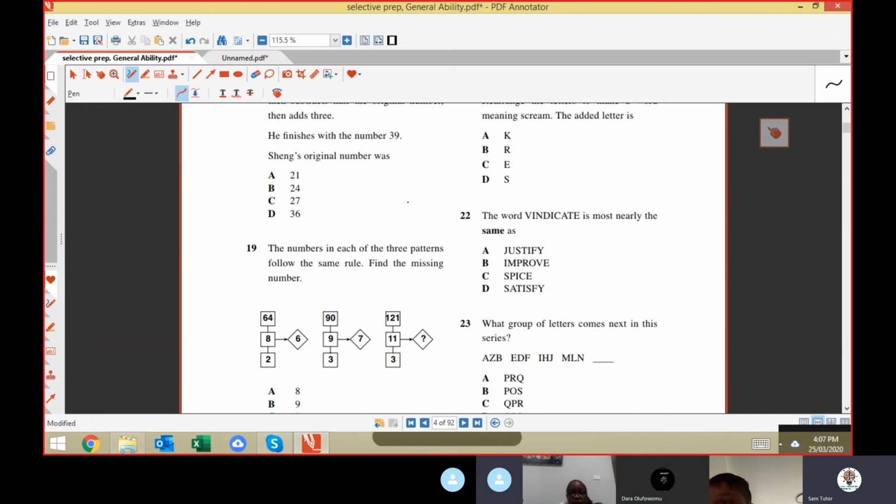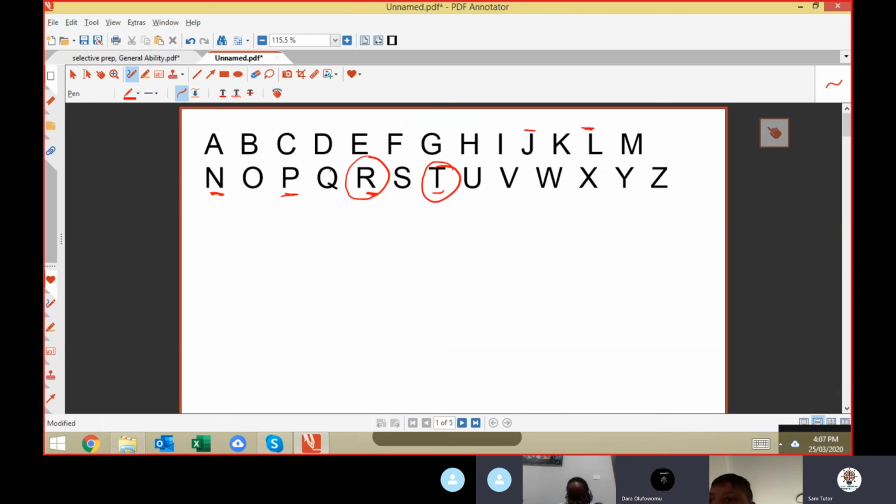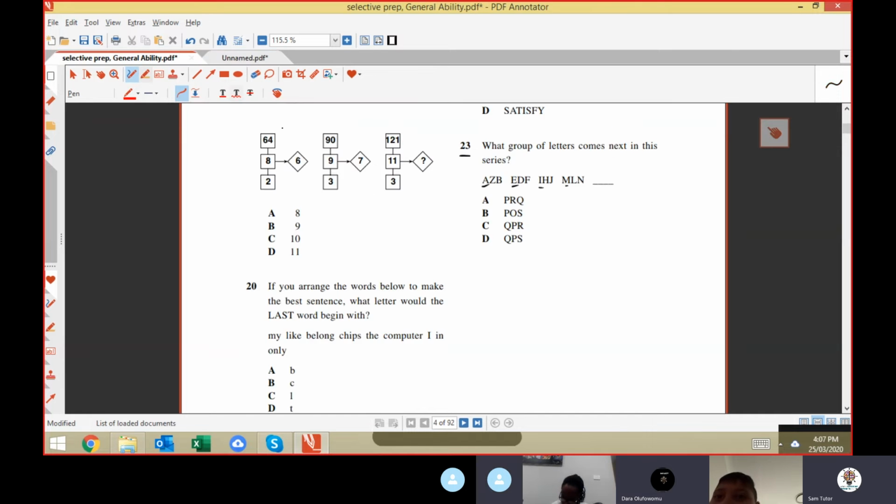All right, here's another one. What group of letters comes next in this series? A, E, I, M. Go again. It is skipping 3. Skip 3, skip 3, skip 3. So skip 3 becomes Q. That means that's wrong, and that's wrong. Look at the next one. What are they both? P.